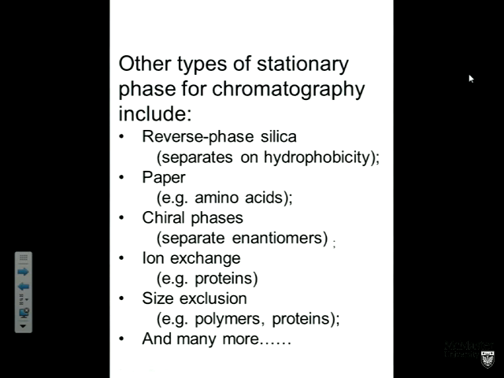Other types of stationary phase, reverse phase silica. Now we can separate based on hydrophobicity as opposed to molecules being separated on polarity. Paper chromatography, used to separate amino acids in biochemistry. Chiral phases that separate enantiomers, something that we'll talk about later in the course. Ion exchange resins, size exclusion, many, many more different stationary phases. So chromatography is hugely versatile. We can change the stationary phase through a wide range of different possible matrices, and we have almost infinite control on the mobile phase.